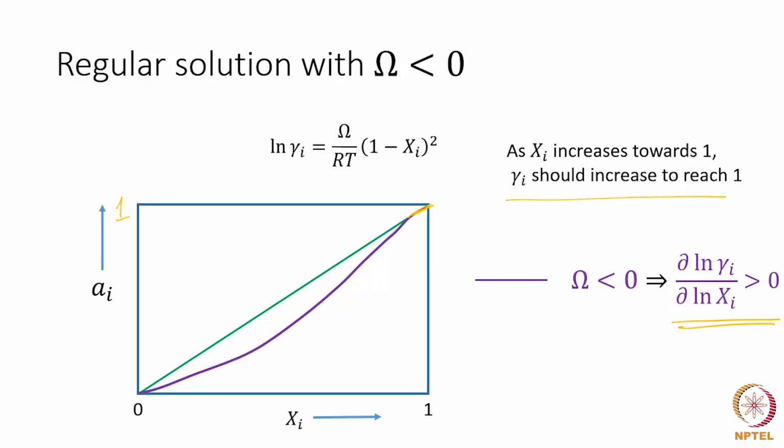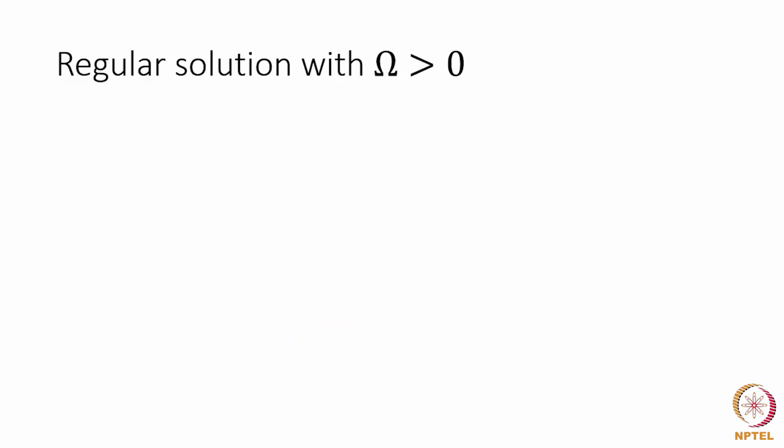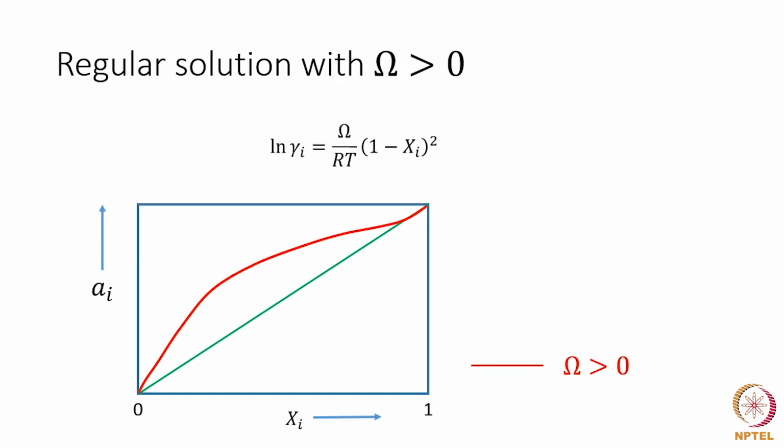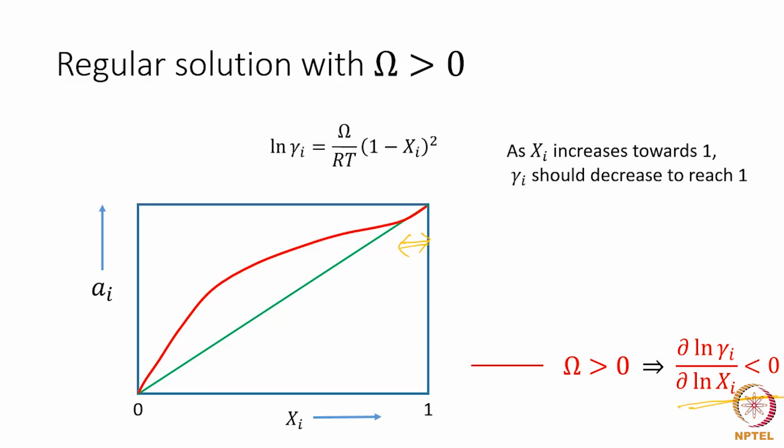Now if you take a regular solution with the interaction parameter greater than 0, the situation is different. The positive interaction parameter means the curve lies above that of the ideal solution, and that gives the conclusion that ∂ln γi by ∂ln xi is negative. The reason it's negative is that in this regime, where you go from 0 to 1, as xi tends to 1, γi should come down.